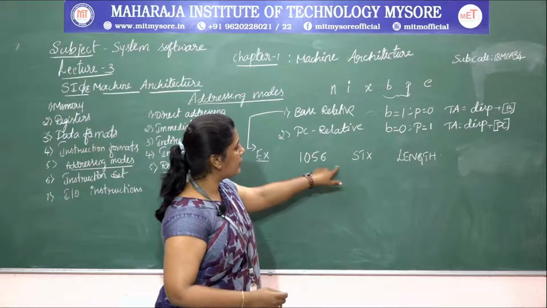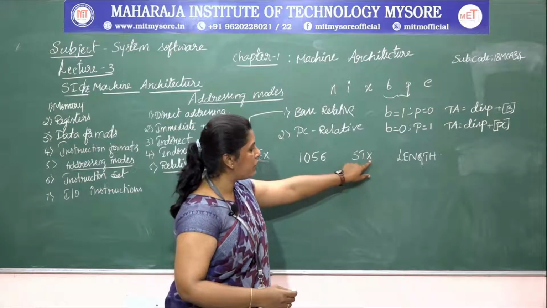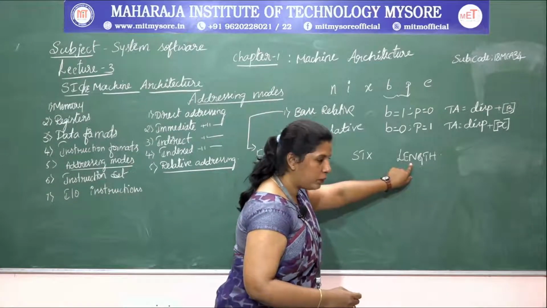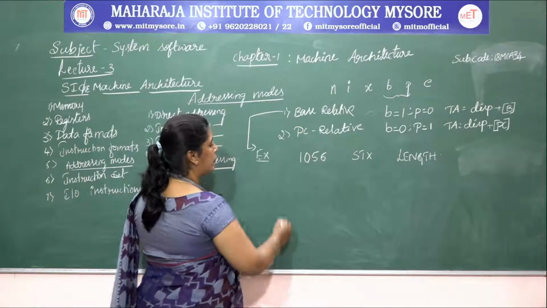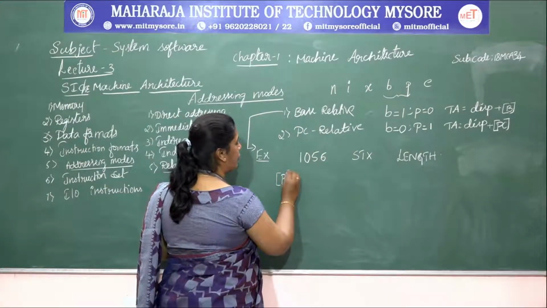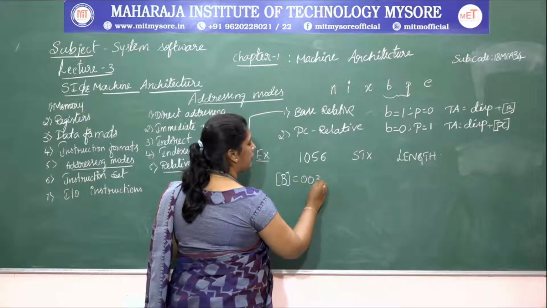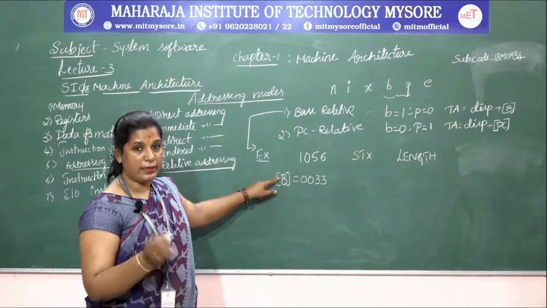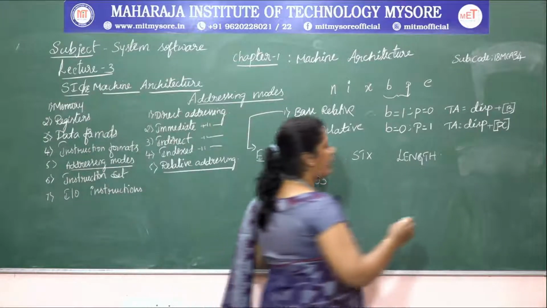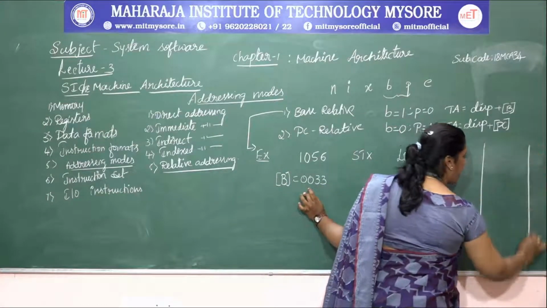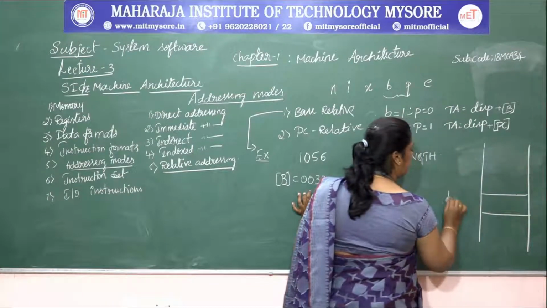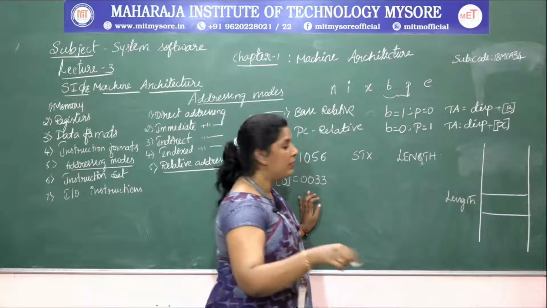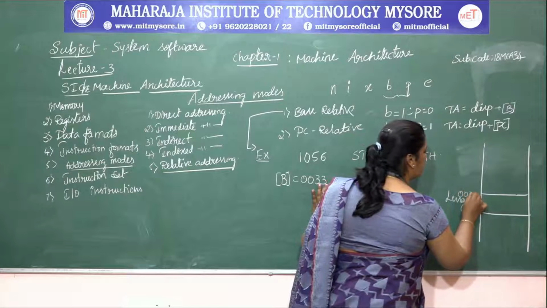So the instruction at 1056 stores whatever value is present in the index register to the memory location length. In this case, let us assume at that time the base register value is 0033. It is an assumption, that's it. Length is nothing but a memory location name. Let us assume the length is also at memory location 0033 itself.